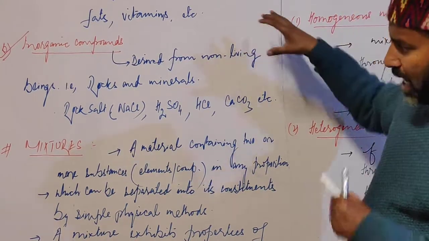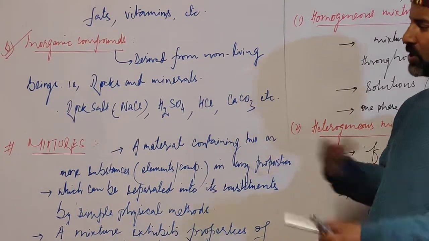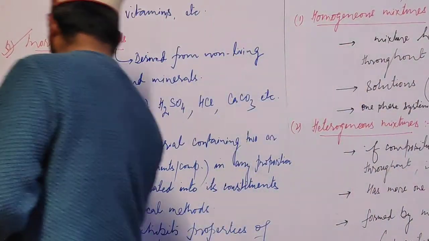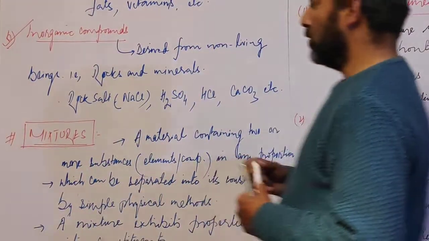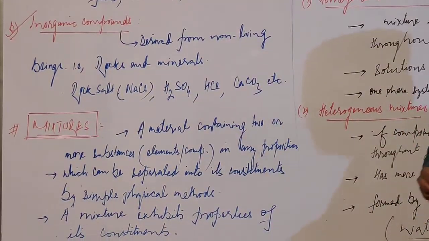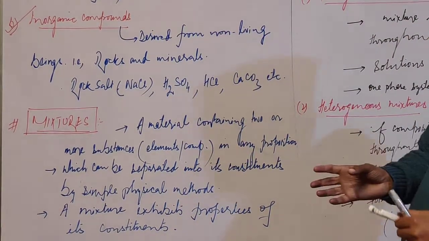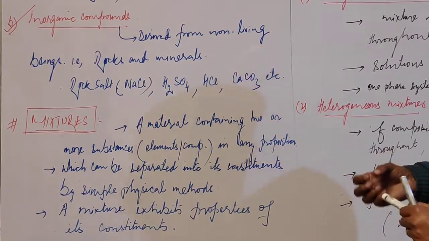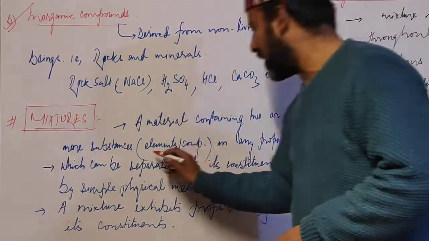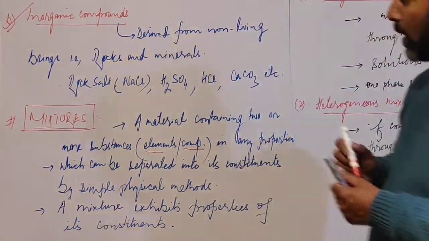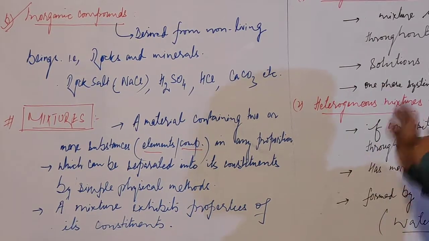Now we have second type of substances which are impure substances, and they are called mixtures. So now we will study mixtures. Now, what is a mixture? So, student, mixture is impure material or impure substance which contains two or more components, and these components can be elements or compounds. So, a mixture is an impure substance which contains two or more components in any proportion.